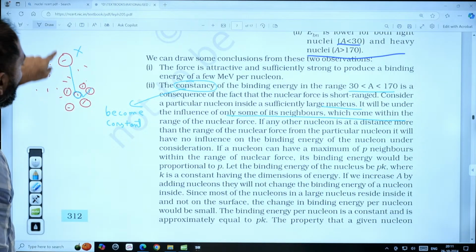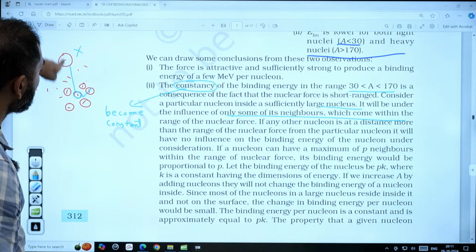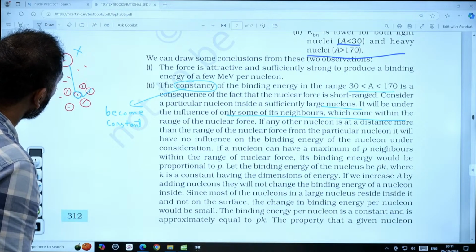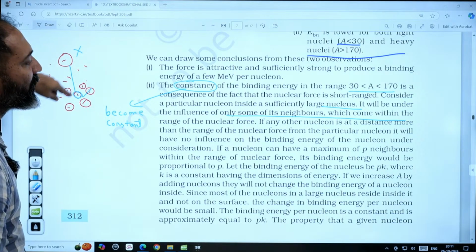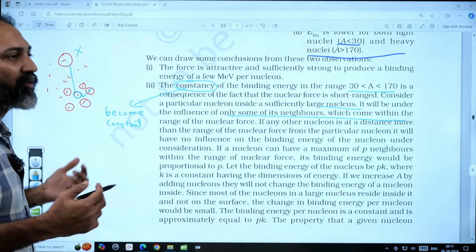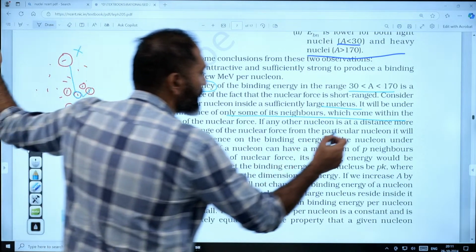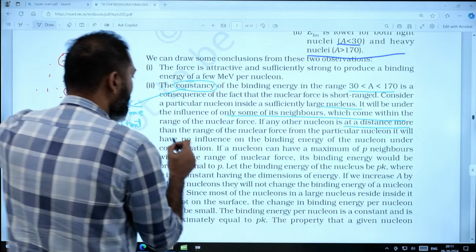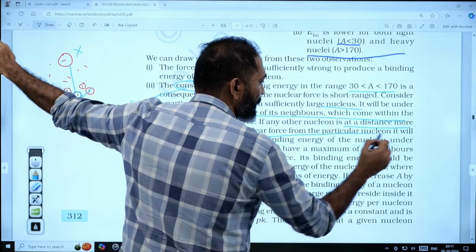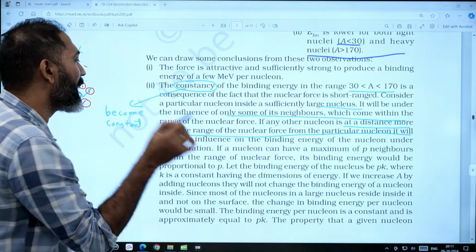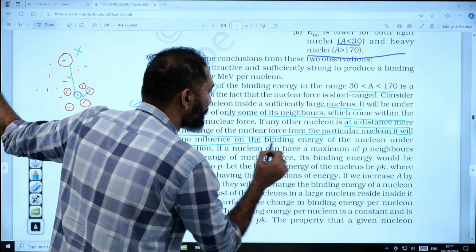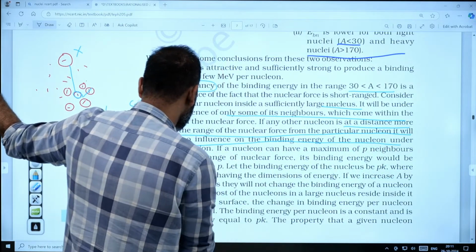Any other nucleon which is at a large distance will have no influence on the nucleon under consideration. Why? Because nuclear force is a short-ranged force. If any other nucleon is at a distance more than the range of nuclear forces from the particular nucleon, it will have no influence on the binding energy of the nucleon under consideration.